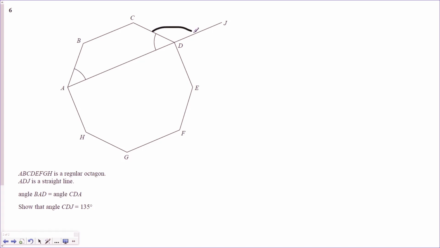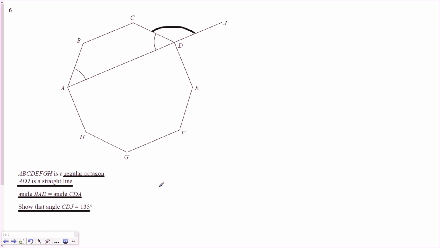So this angle here is 135. Let's imagine we don't know the size of this angle. This is the angle we have to try and work out, or show that it's 135 degrees. Let's start by underlining the keywords in the question: regular octagon, ADJ is a straight line, angle BAD is equal to angle CDA. I've pretty much underlined the entire question.